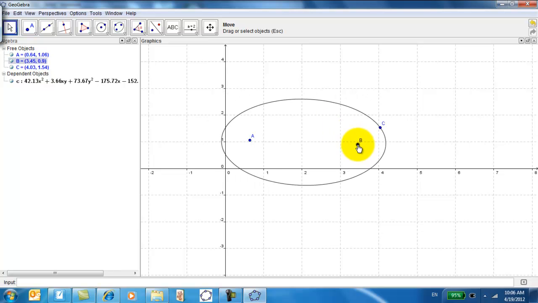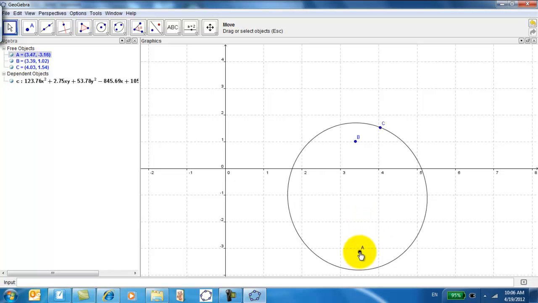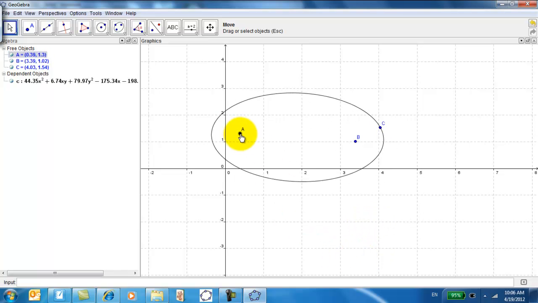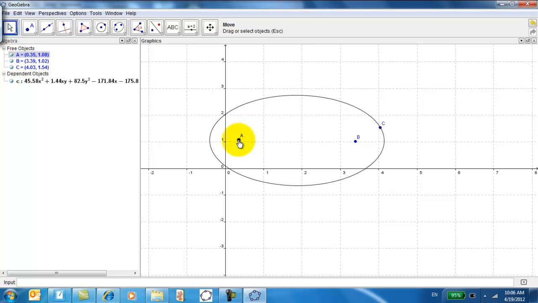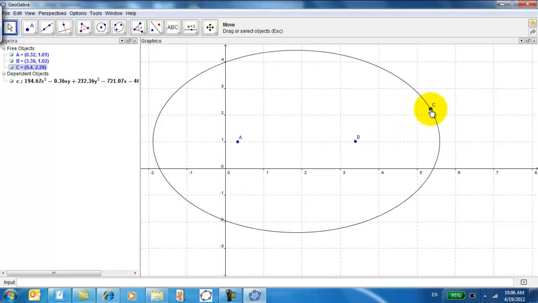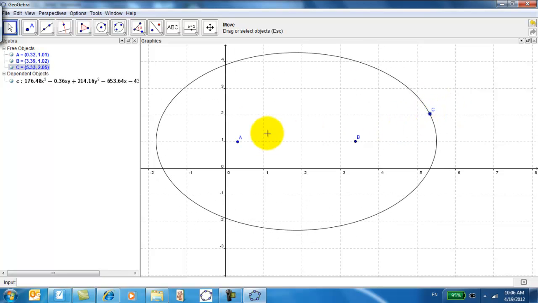See how the foci determine the direction of the ellipse. There's a vertical ellipse, because the foci are lined up vertically. Here's a horizontal ellipse, because the foci are lined up horizontally. And now we can change the size of the ellipse by stretching this point out. And so the sum of the focal radii stays constant.